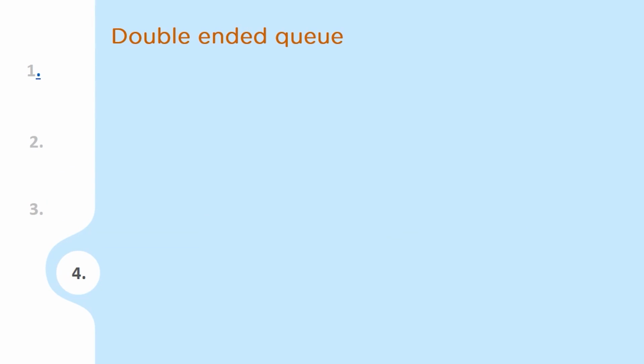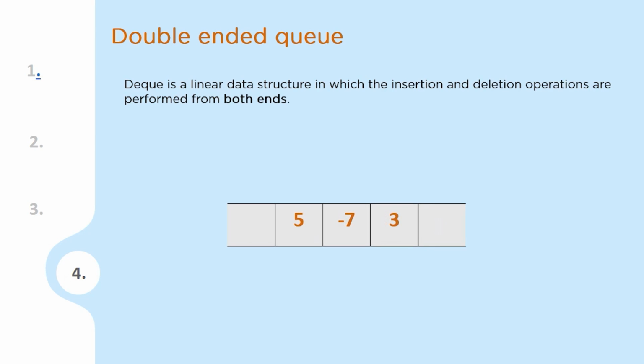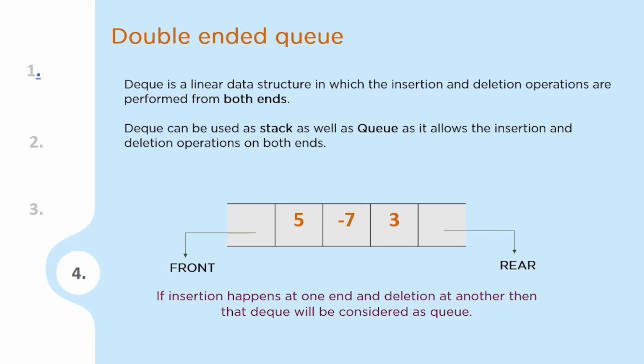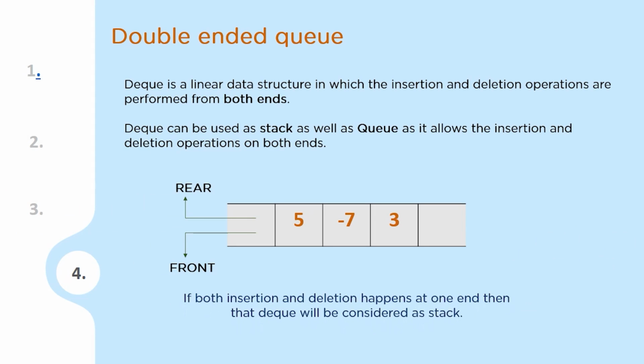The last type of queue is DQ. DQ is a linear data structure in which the insertion and deletion operations are performed from both the ends. We can say that DQ is a generalized version of the queue. DQ can be used as stack as well as queue, as it allows the insertion and deletion operations on both the ends. If the insertion takes place at one end and deletion at another, then that DQ is known as a linear queue. And if both addition and deletion are performed at a single end, then that DQ is called stack.